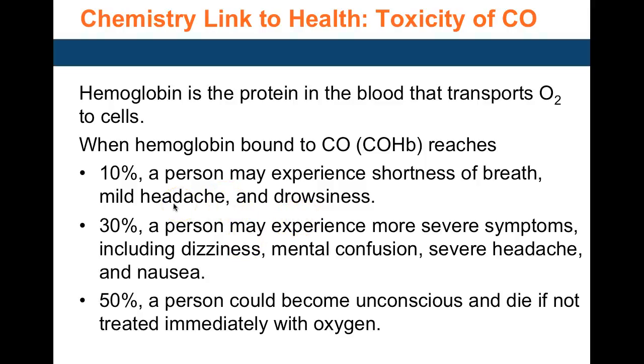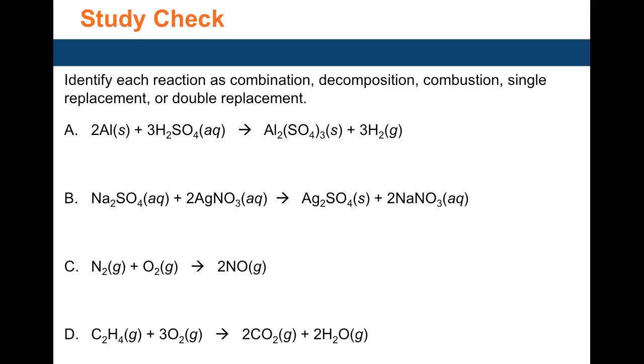So when the hemoglobin bound to the carbon monoxide in a person reaches 10%, then the person experiences shortness of breath, headache, drowsiness. At 30%, headaches and nausea and dizziness. At 50%, the person becomes unconscious. And if not treated immediately with oxygen to displace all the carbon monoxide in the system, then that person can die.